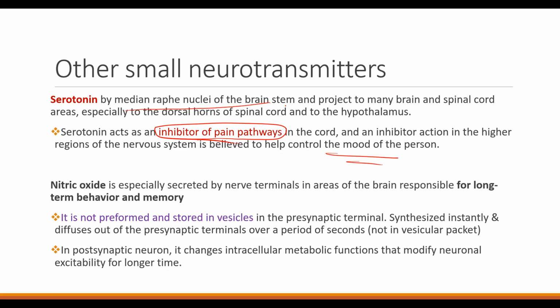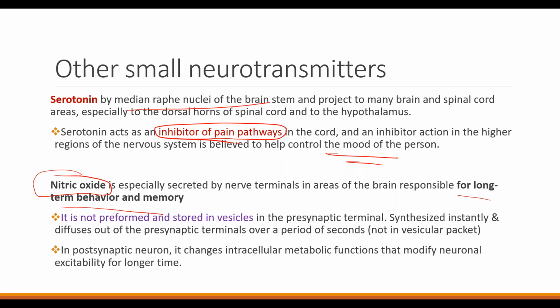This is important. If I talk about nitric oxide, I have written positive here and negative there, right? Because nitric oxide has many different types of functions. You know, nitric oxide is a vasodilator, but you also must know that it is very important for long term behavior, long term memory as well, right?